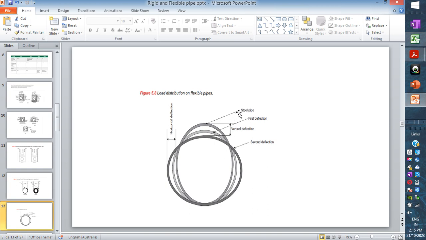Steel pipe, flexible pipe, vertical deflection, horizontal deflection. You can see that first time, second time, and where this horizontal deflection occurs, the side branch pushes it, and it neutralizes its position.